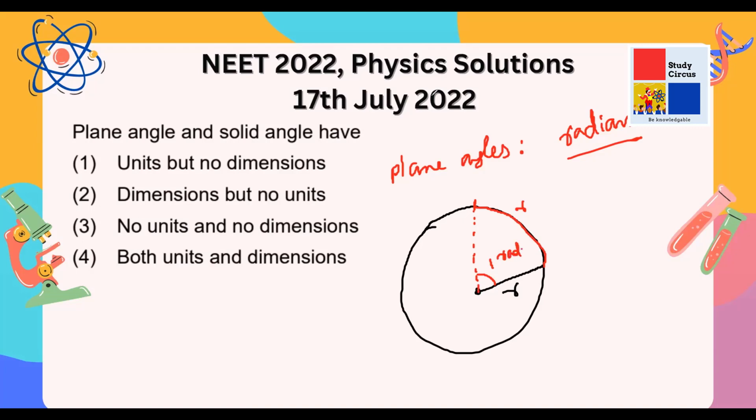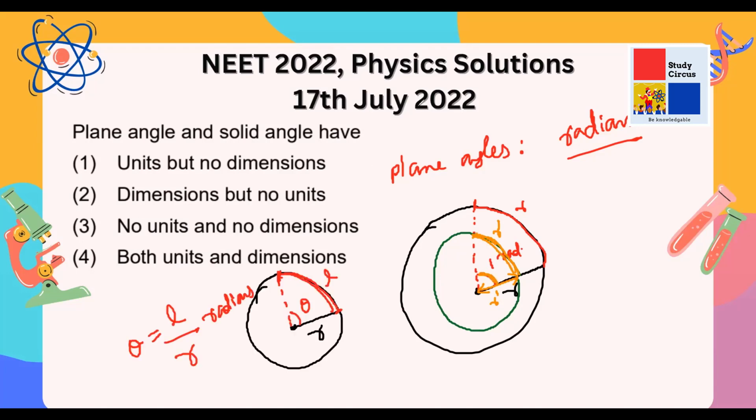The amount of that angle is irrespective of the radius of the circle, because if you take a smaller circle also, the radius is going to be this much only, let's say r prime. So if you go r prime length on the circumference, it is going to give you that same amount of angle.